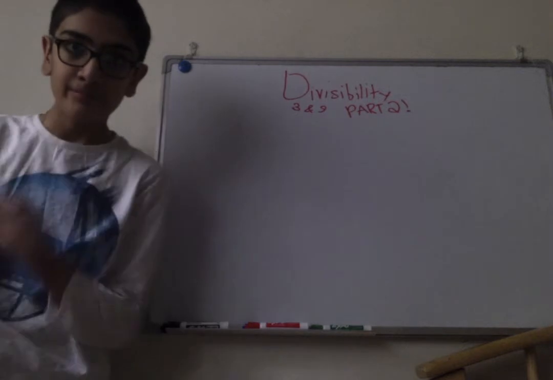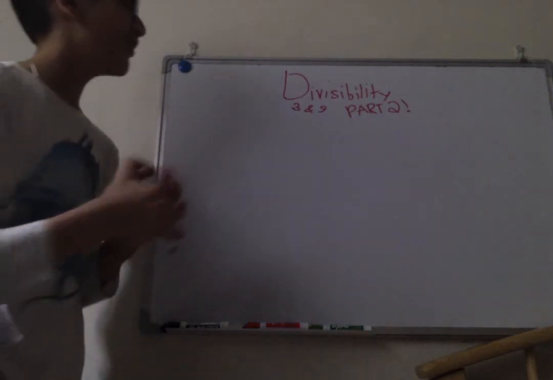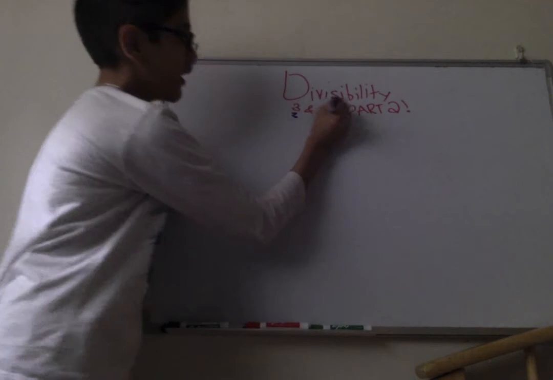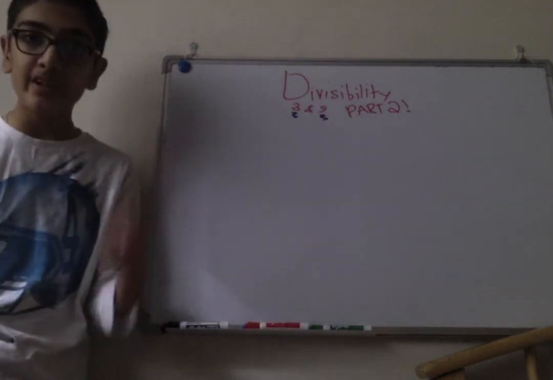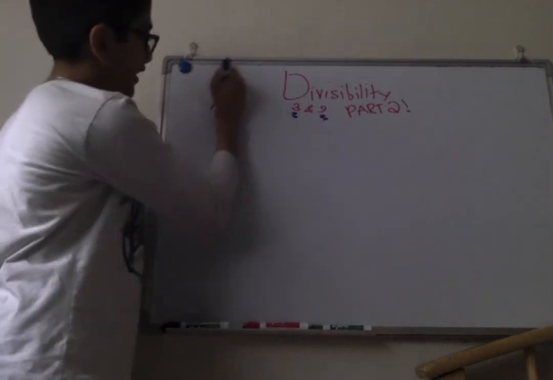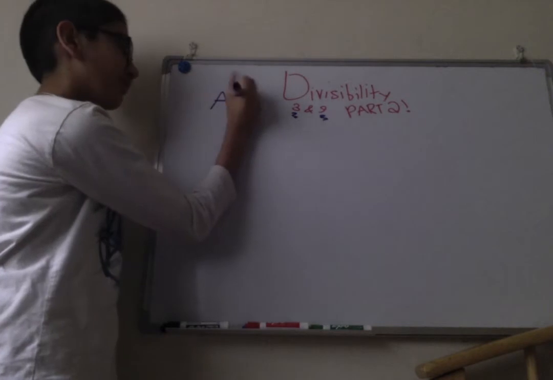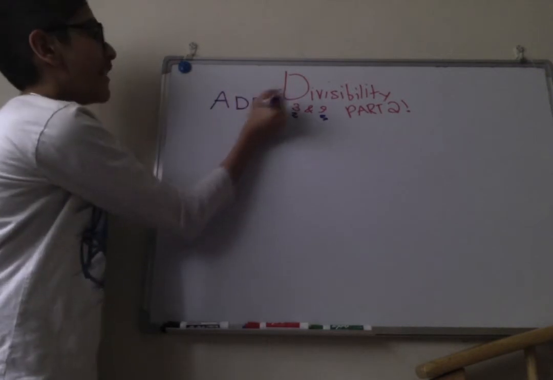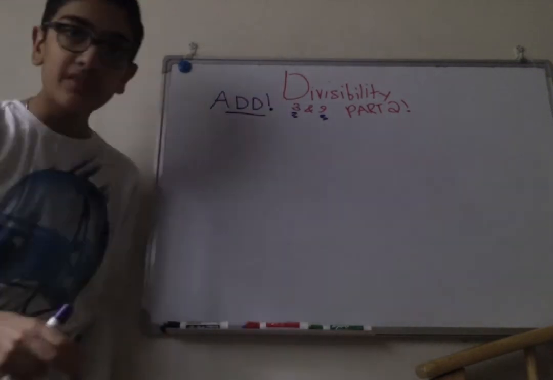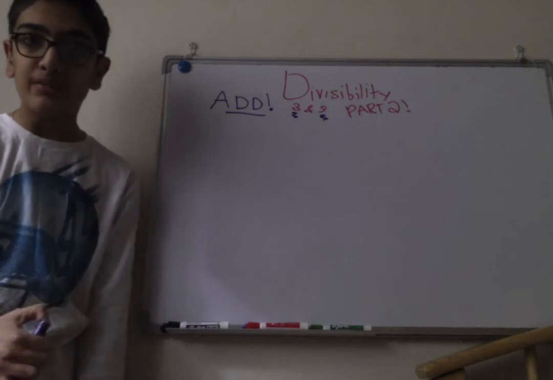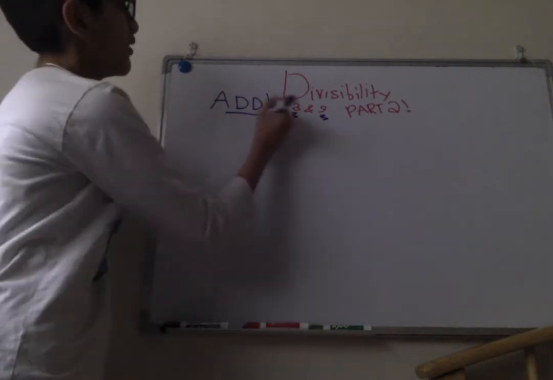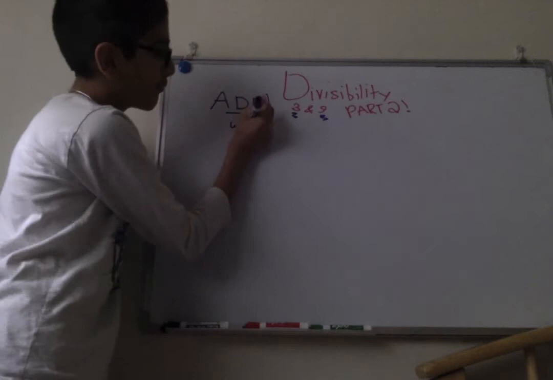Welcome back! Today we're doing part 2 with numbers 3 and 9. Why 3 and 9? Because when you're doing divisibility rules for 3 and 9, you add, which is very unique compared to all the other divisibility rules. So let's think, why is that?